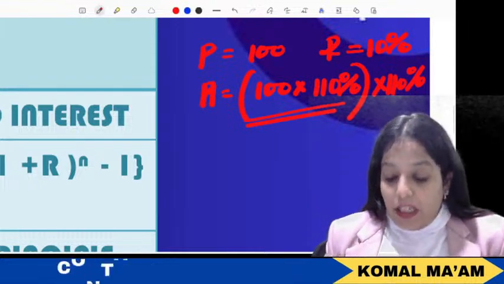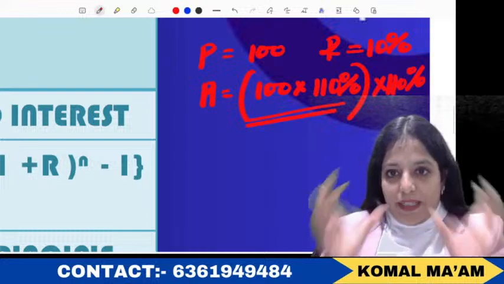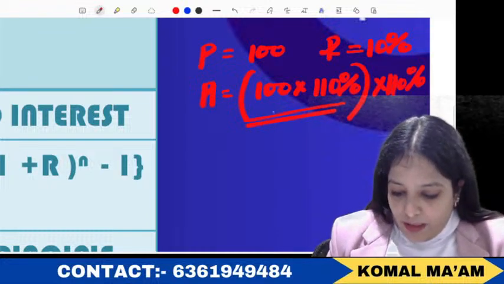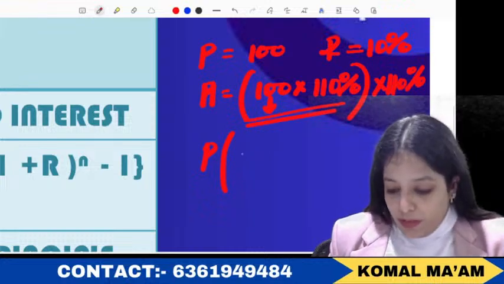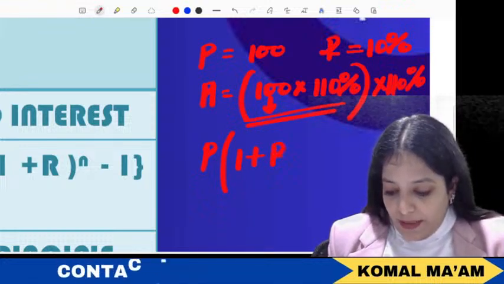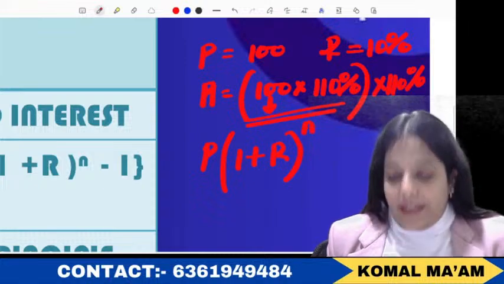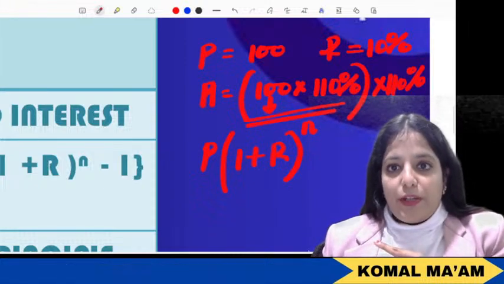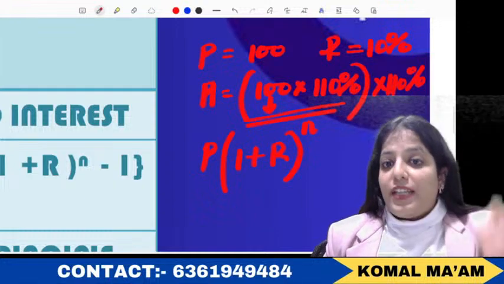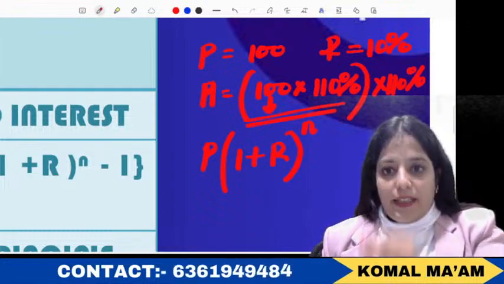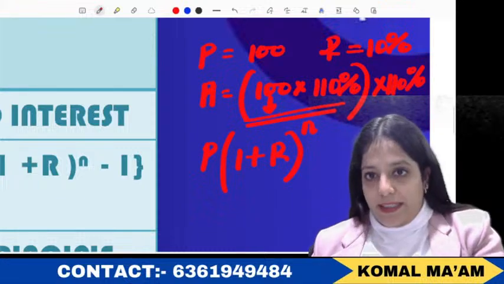Are you getting that? So if I break this equation, I'll get the formula like this. This 100 was my principal. 110%, what was that? It was 1 plus R raised to the power n, the number of years. I hope you got this. What happened? The amount at the end of the first year acted as the principal for the second year.